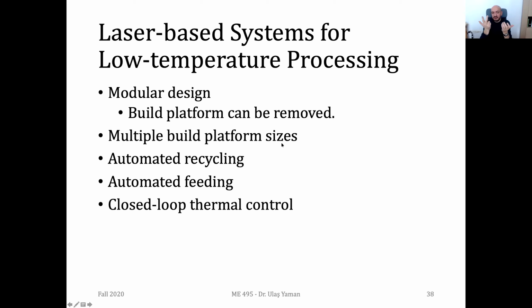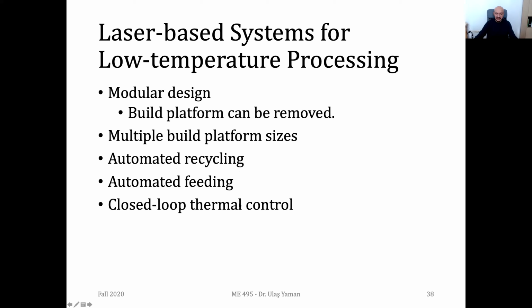They just have one or two options. They cannot actually adjust the size of the platform according to the parts to be produced. It's quite difficult. Then we usually have automated recycling systems, as we have seen in the previous one, the 3D Systems printer. Another issue is automatic feeding of powder. So these are the new improvements in powder bed fusion systems.